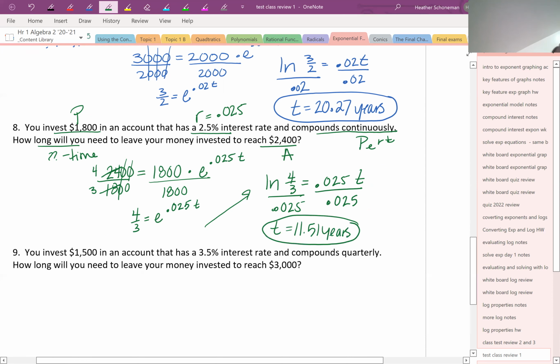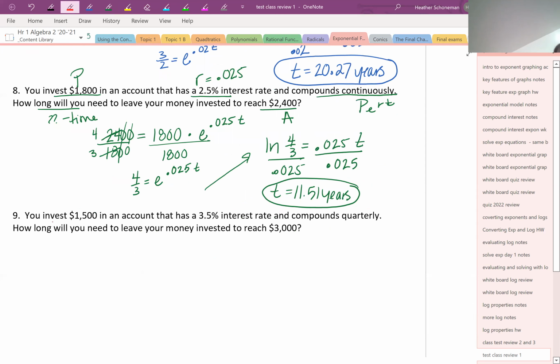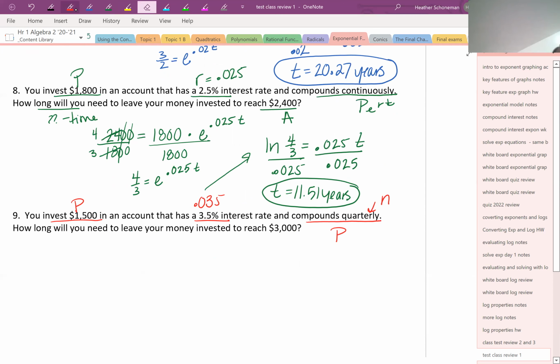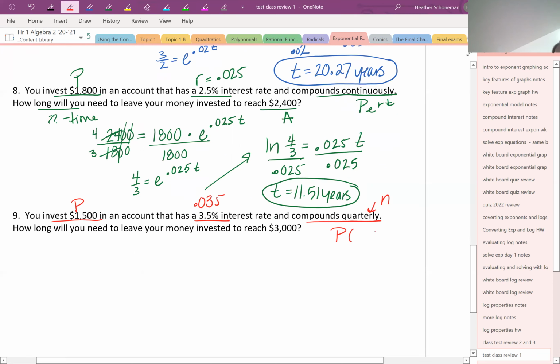Okay. One last one. You invest 1,500. That's going to be your P. Your rate is 0.035. It compounds quarterly. When it gives you quarterly, that is your N. And the only equation that uses your N is P times 1 plus the rate over N, to the power of N times T.